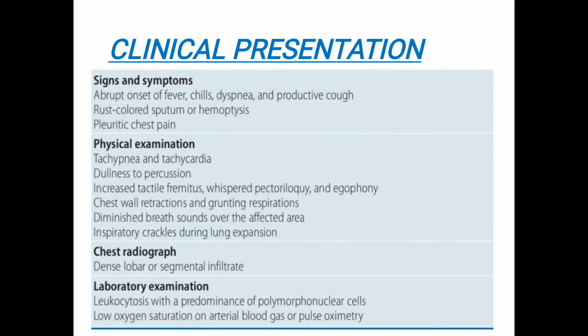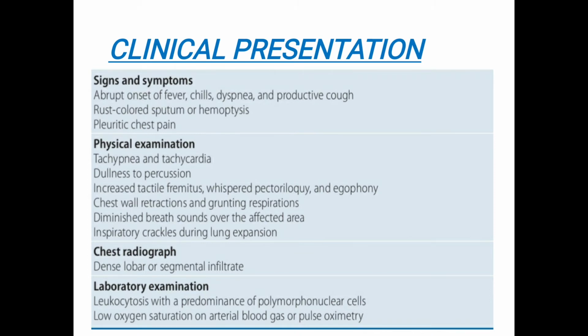Coming to the clinical presentation of bacterial pneumonia, you can see abrupt onset of fever, chills, dyspnea, that is shortness of breath, and productive cough. Also, you can see rust-colored sputum, hemoptysis, and pleuritic chest pain. These are the main signs and symptoms of bacterial pneumonia. Coming to the physical examination, you can see tachypnea and tachycardia in the patient.